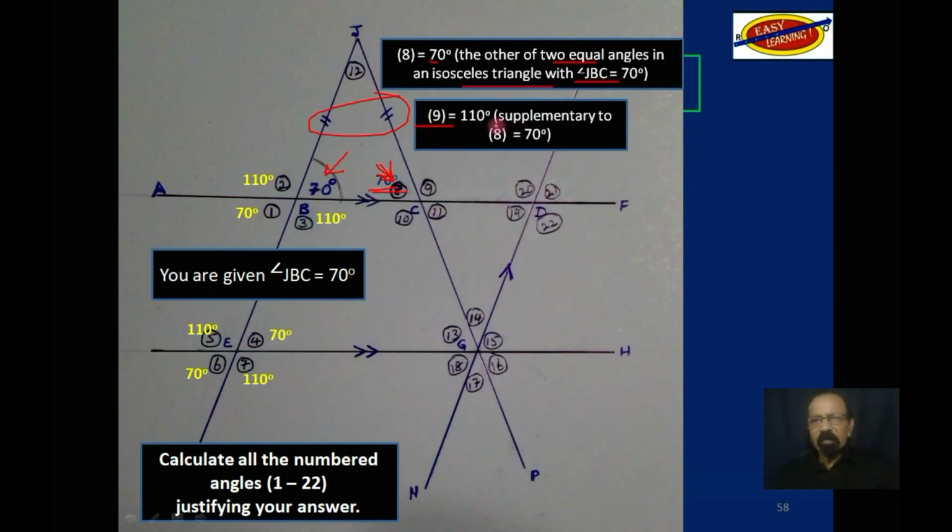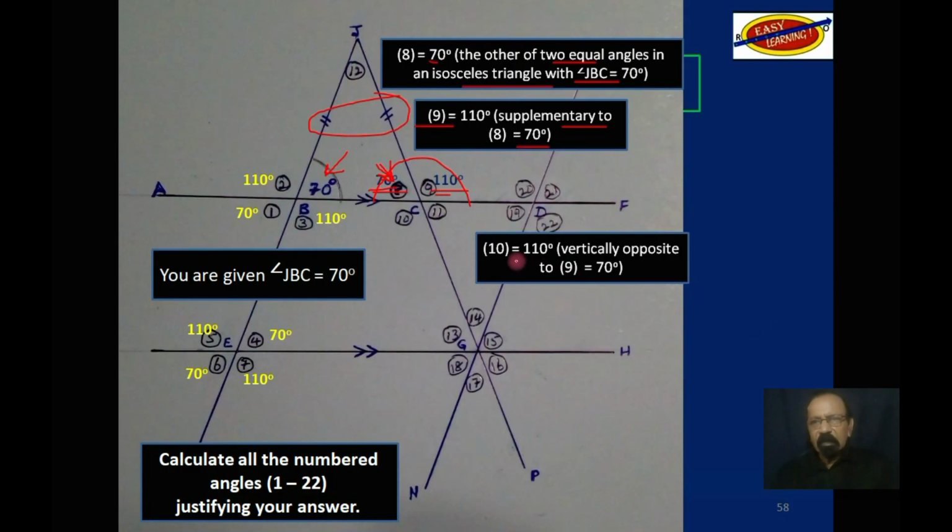Angle 9 is 110. It's supplementary to that 70. So that's 110. This angle here, 10, is 110 because it is vertically opposite to 9, which is 110 degrees. 110, not 70. So that is 110, vertically opposite to that.